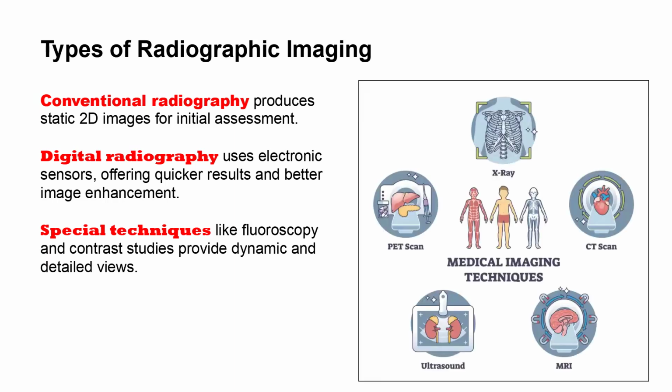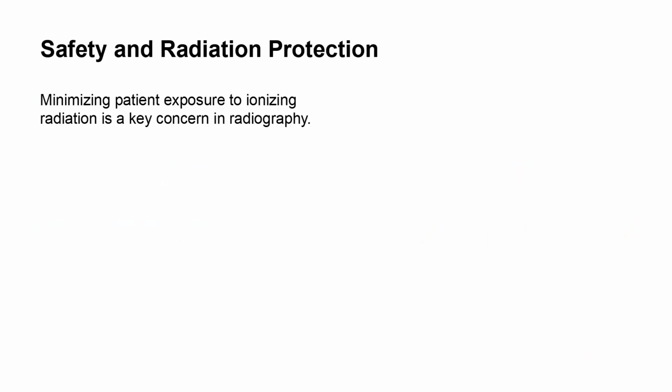And of course, we have different medical imaging techniques. We have X-ray, we have CT scan, we have MRI, we have ultrasound, and then we have PET scan. So these are the different types of medical imaging techniques, and we are going to take them one after the other. So now the next thing is safety and radiation protection.